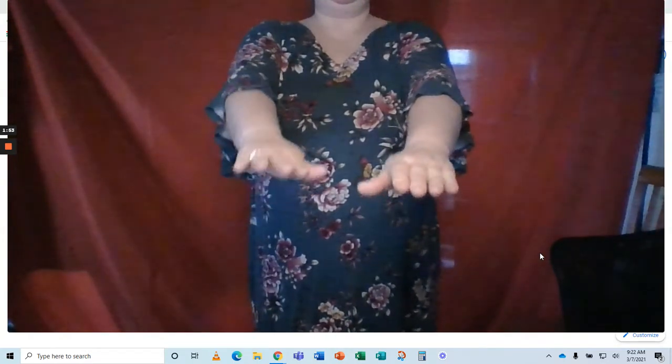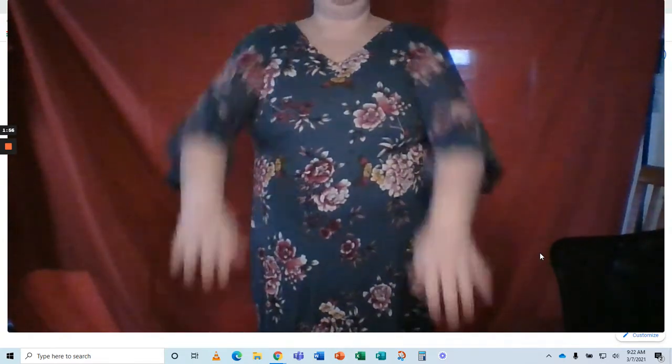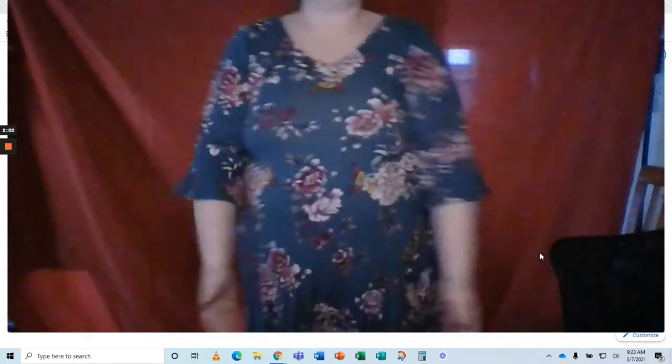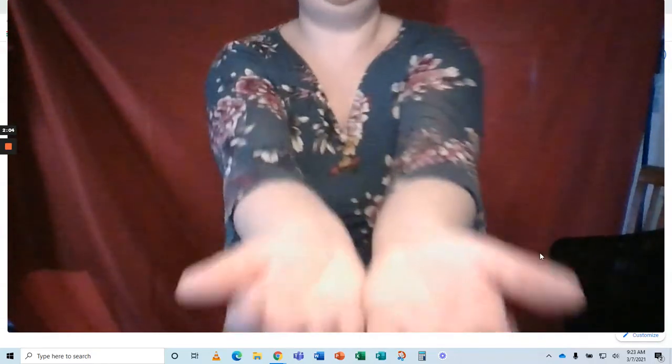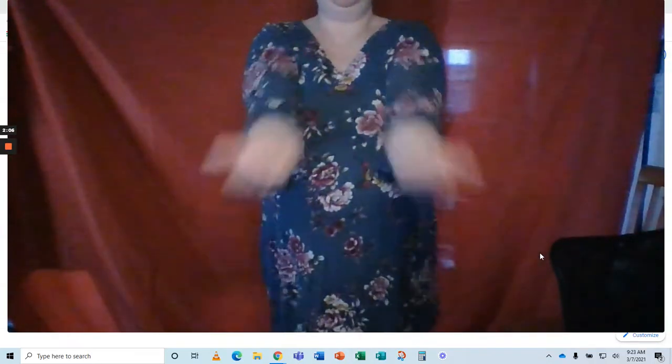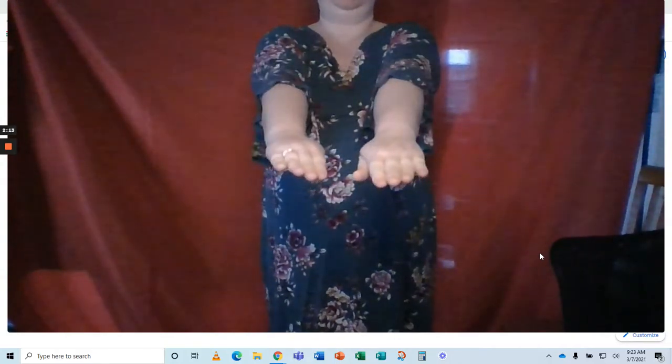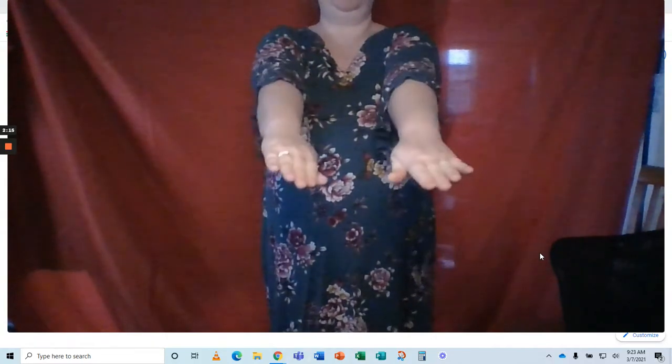All right, pronation and supination. Looking at my hands the way they are right now, this would be pronation, supination. How can you tell? Give me some soup. Supination, give me soup. Pronation, supination.